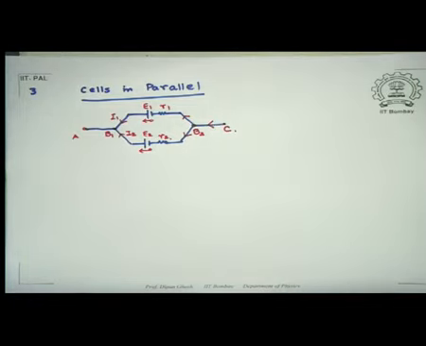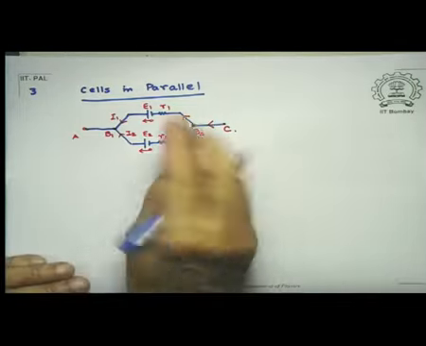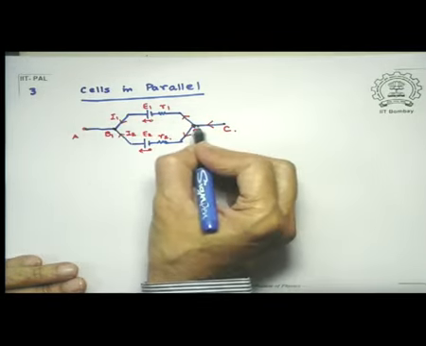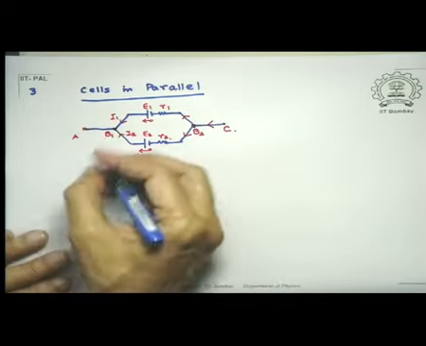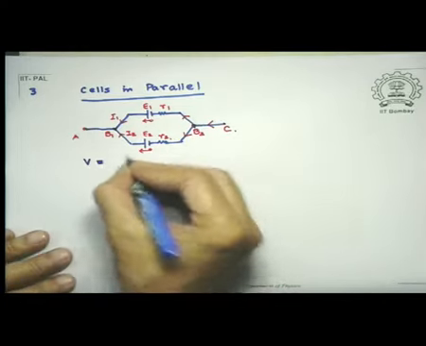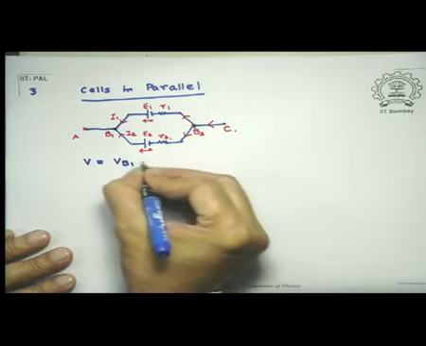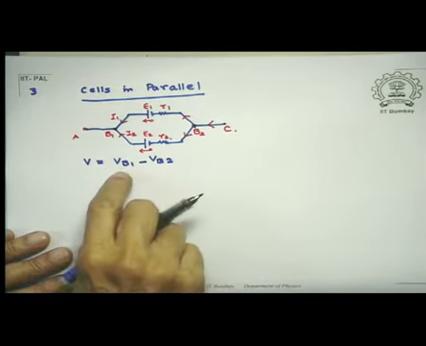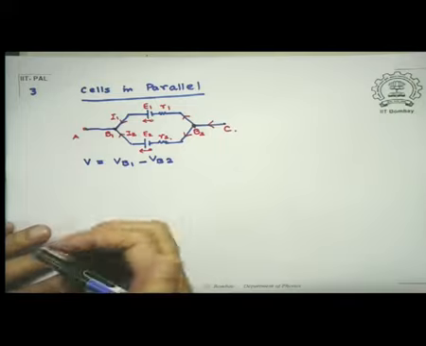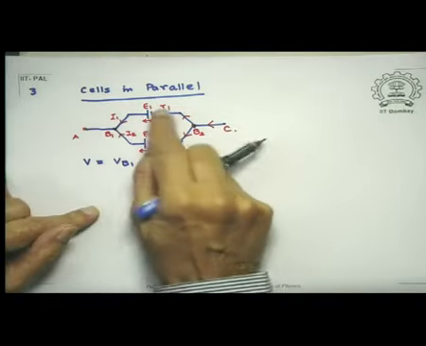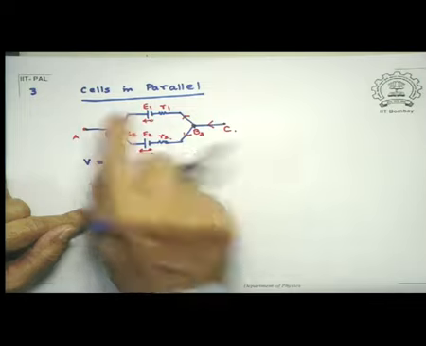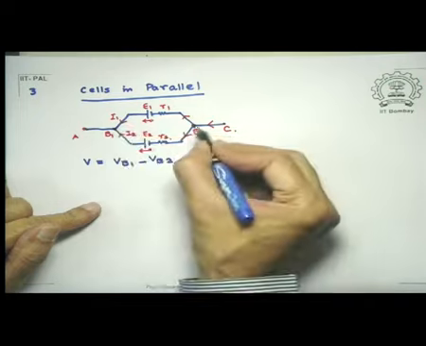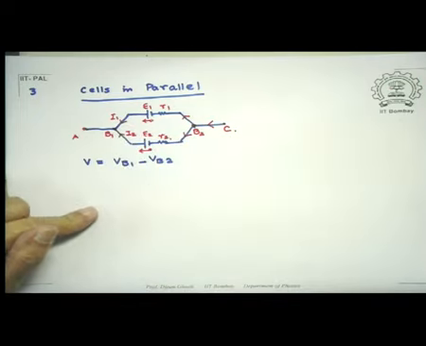Now suppose VB1 and VB2 are the voltages here and there. So my V is VB1 minus VB2, and look at what each one of them is. This difference VB1 minus VB2, since it's a parallel combination, you can compute it either through this branch or through this branch, whichever way you like.